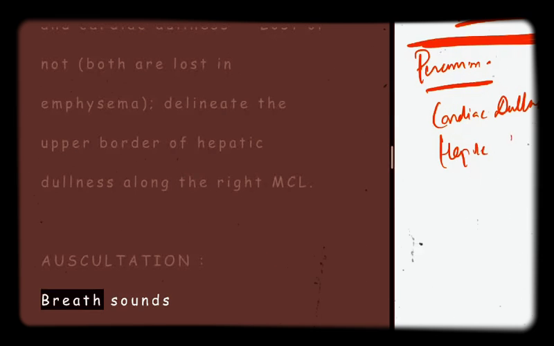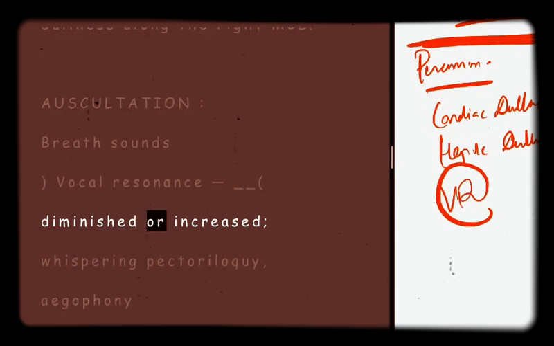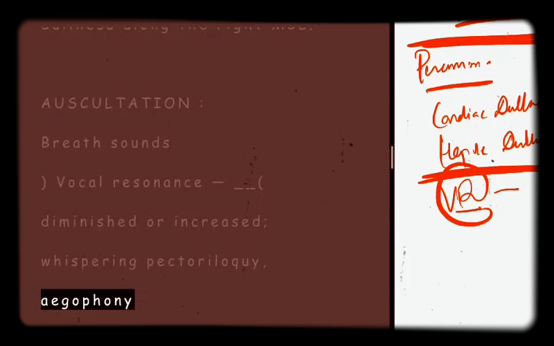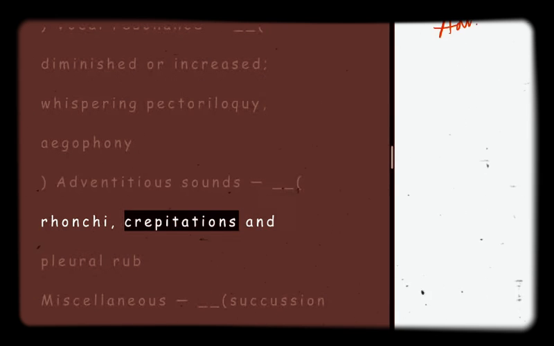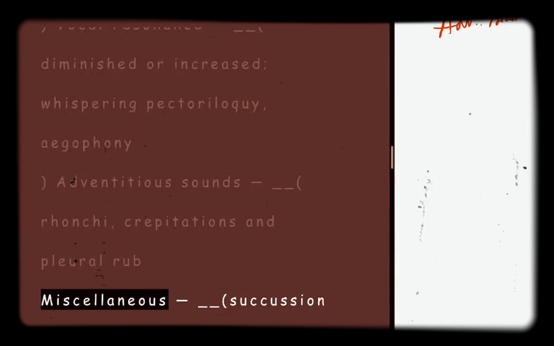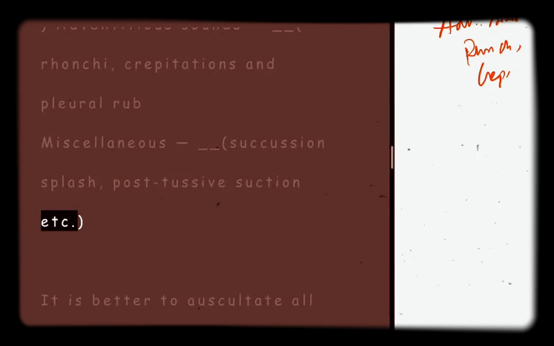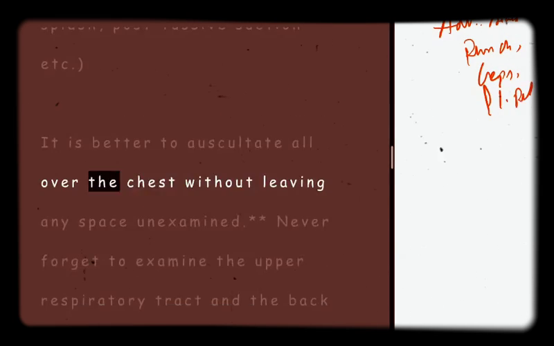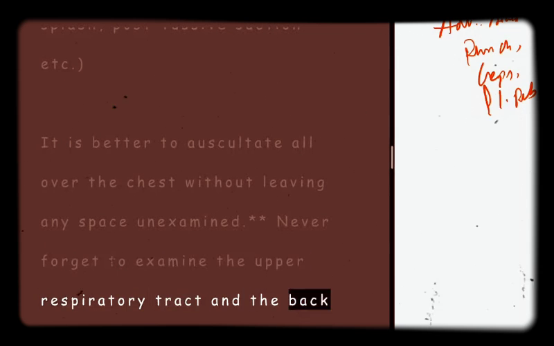Auscultation. Breath sounds. Vocal resonance: diminished or increased, whispering pectoriloquy, egophony. Adventitious sounds: rhonchi, crepitations, and pleural rub. Miscellaneous: succussion splash, posttussive suction, etc. It is better to auscultate all over the chest without leaving any space unexamined. Never forget to examine the upper respiratory tract and the back in the respiratory system.